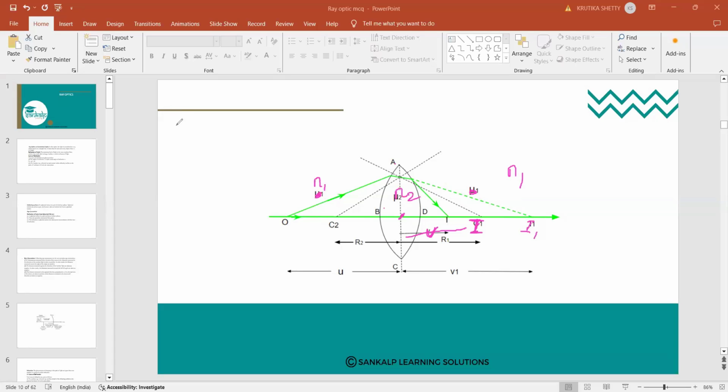So N1 is the refractive index of the surrounding medium, N2 is the refractive index of the lens, O is the object, I is the first image, I1 is also an image, U is the object distance, V is the image distance, V1 is also an image distance, R1 is the radius of curvature, R2 is also a radius of curvature on the other side. Hope the diagram is clear to everyone. Once you complete the diagram, tell me. We will start with the derivation part.